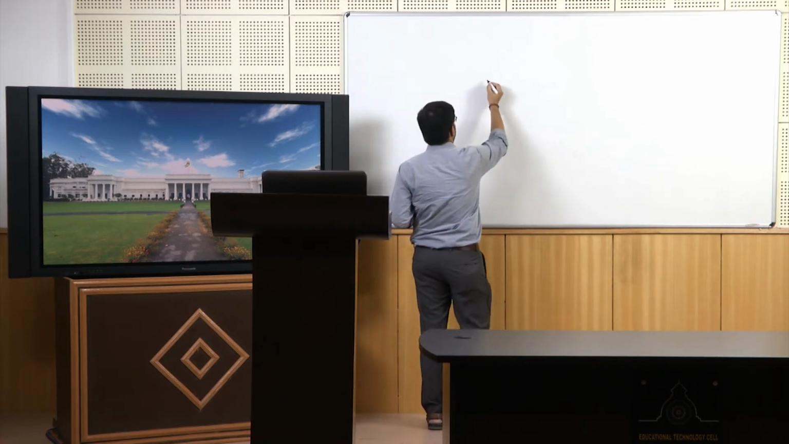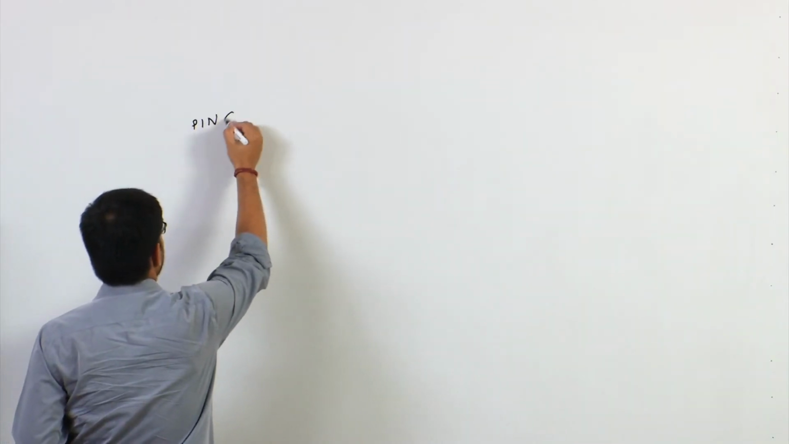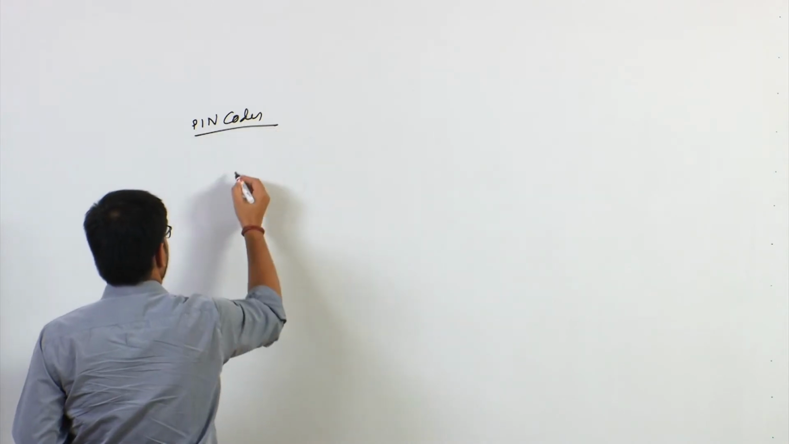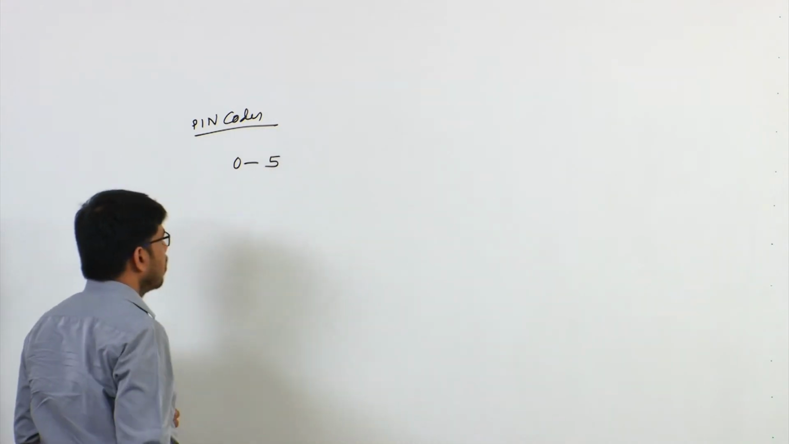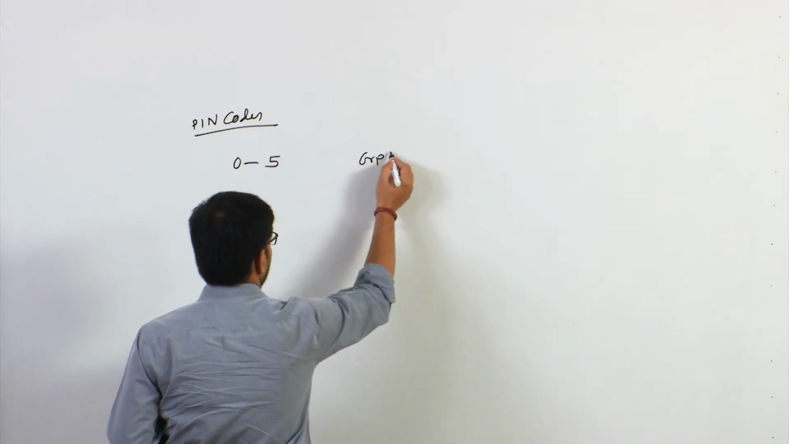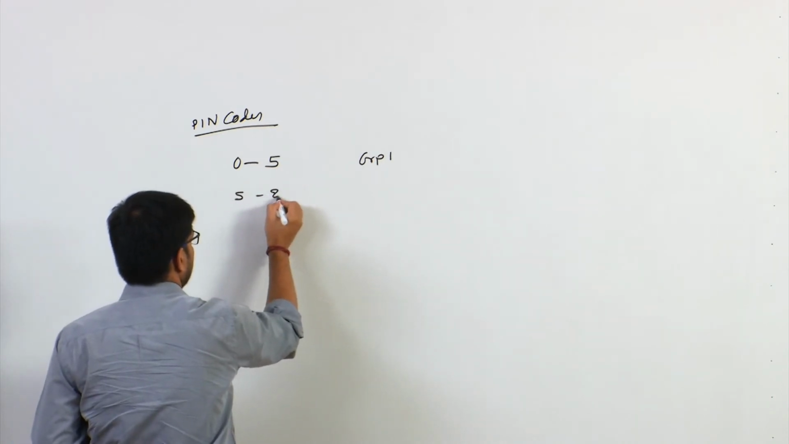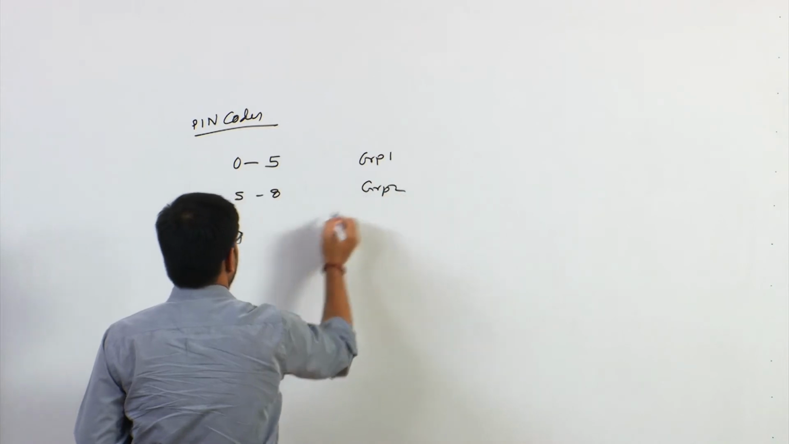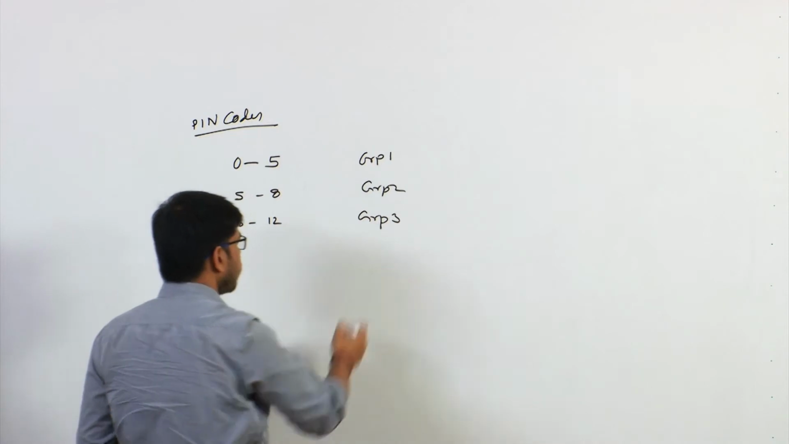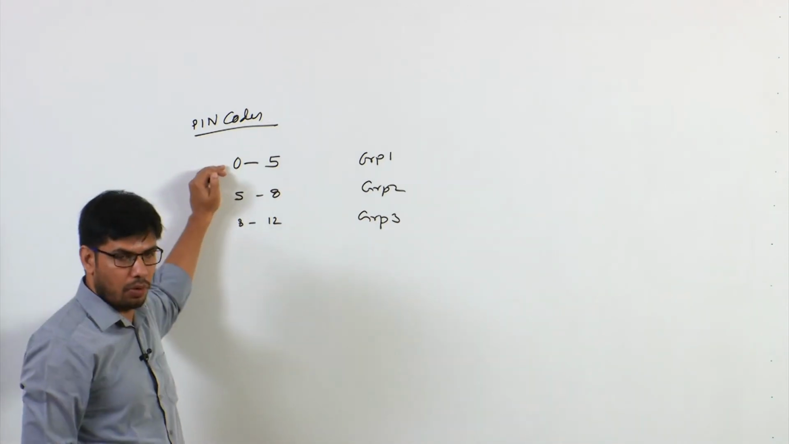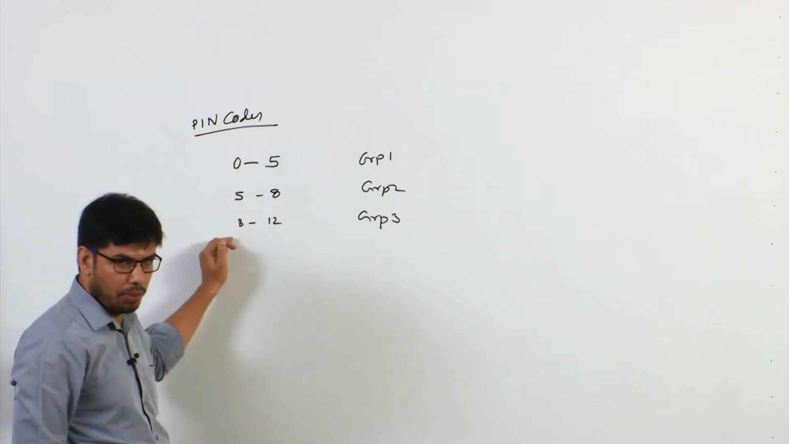So for example, the pin codes with 0 to 5 acceptance count, probably we can group them, then 5 to let's say 8 as group 2, then 8 to 12 as group 3. In this fashion we can also group these locations. If we look at this scenario, we end up with just 3 groups.